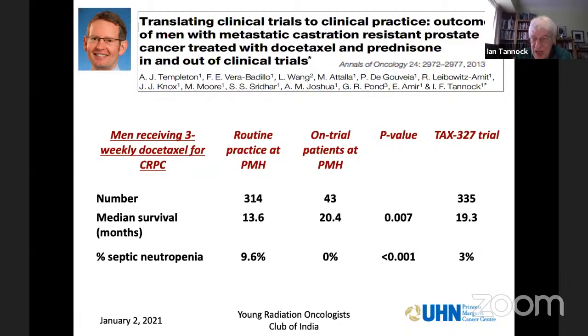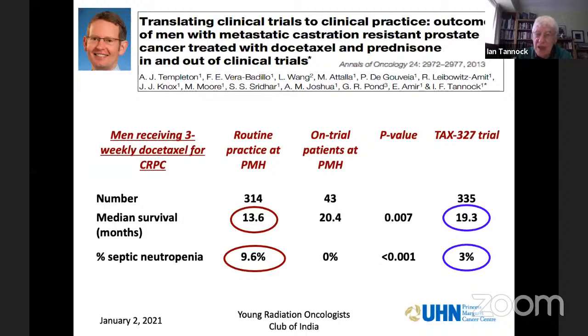established the role of docetaxel for men with castrate-resistant prostate cancer. And in that trial, there were 335 patients who were in the arm that got docetaxel. The median survival was 19 months, and 3% of them had septic neutropenia. So Arnaud looked at what we did in routine practice at Princess Margaret when we gave exactly the same treatment. And what you see is that in routine practice, our median survival was 13 months, highly different to what we got in the trial, and almost 10% had septic neutropenia.